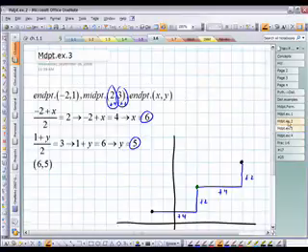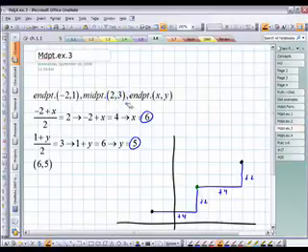So what we can say then is that if we have an endpoint at negative 2, 1, and we have a midpoint at 2, 3, which is over here, we can find the other endpoint by using the formula or by doing it a lot quicker. And I'll show the quicker way in a moment.